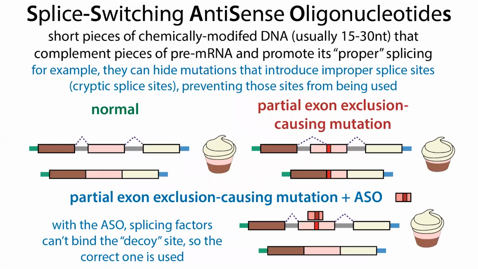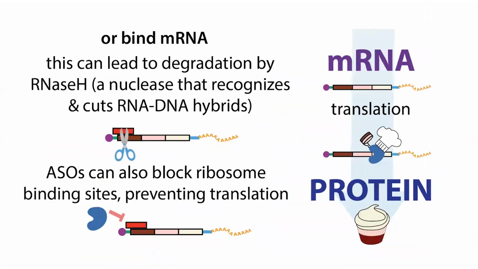These ASOs can be designed so that they hide the mutations, or keep away the splicing machinery, so that those transcripts get processed correctly, they get spliced correctly. And this is the basis for drugs like Spinraza for spinal muscular atrophy. So there are already examples of this being used in the clinic.